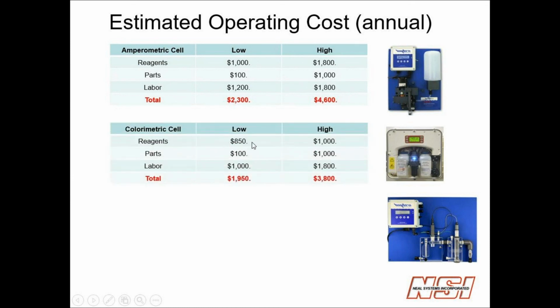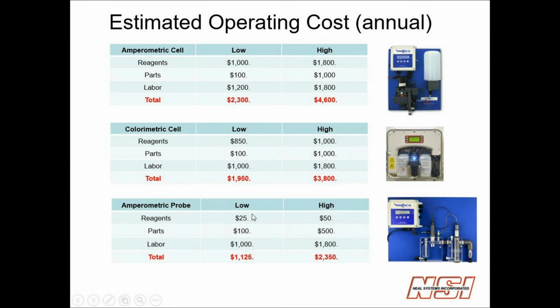Colorimetric cell, $850 on the low side, $1,000 on the high side. Parts, anywhere from $100 to $1,000. You have to replace the little pump tubing on that. There's also maybe a new cuvette you would need on an annual basis. Labor for maintenance, anywhere from $1,000 to $1,800. So a little bit lower cost of operation for the DPD analyzer, anywhere from $1,900 to $3,800.